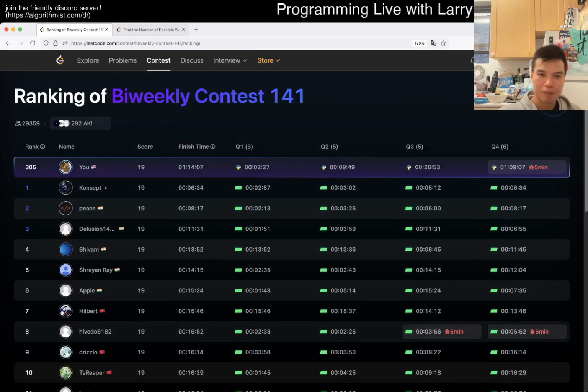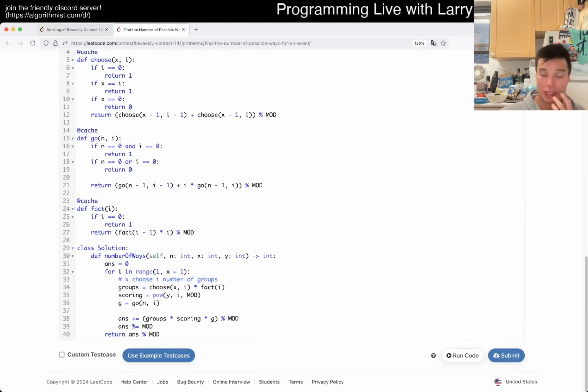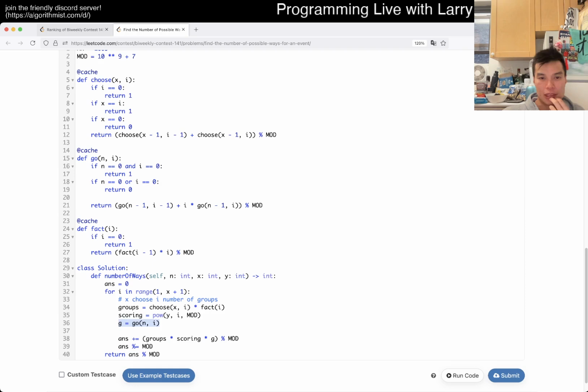Yeah, I mean, I should have gotten this quicker. I misunderstood the problem early on. This part, I guess I got. This part was the hardest part, but not really. I just kind of forgot how to go about it.